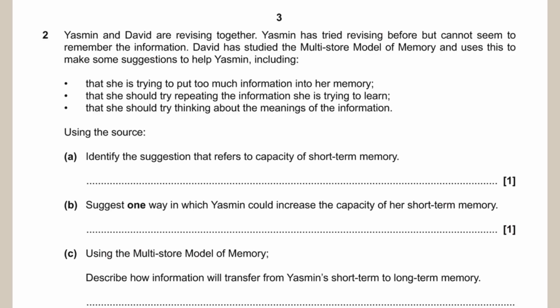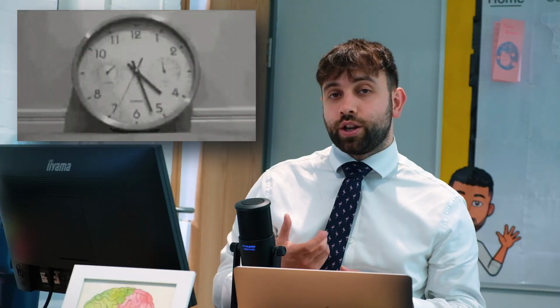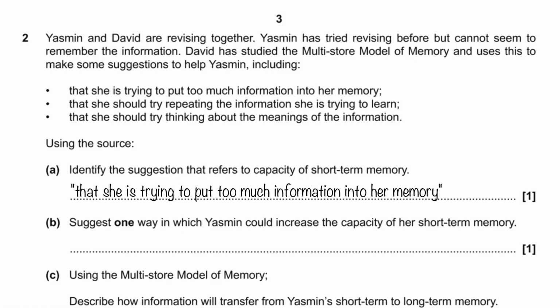For 2A, identify the suggestion that refers to the capacity of short-term memory. A big thing that my students mix up is capacity and duration. So please make sure you get them the right way around. Capacity is all about the amount of information that can be held. Duration is how long we can hold that information for. And so hopefully that brings us to the answer of that she is trying to put too much information into her memory. Remembering to quote the source.